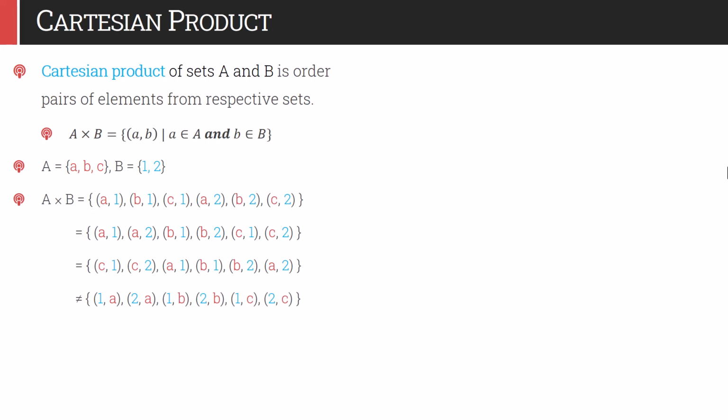So we cannot have (1,a), (2,a), because here the first element in the tuple is coming from set B and the second is coming from set A. So this is actually B Cartesian product with A. This proves that A Cartesian product B is not the same as B Cartesian product A.